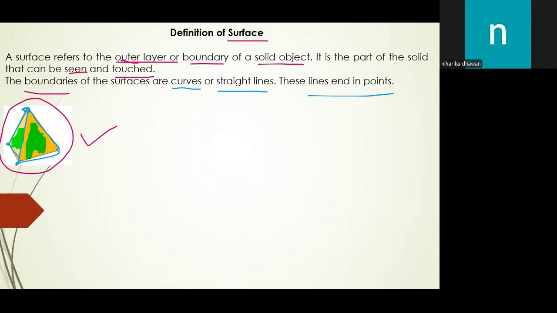Now look at this definition again. A surface refers to the outer layer of the solid object. This is a solid object, and the highlighted parts, the outer layer of this solid object, are the surfaces. The boundaries of these surfaces are straight lines, and these straight lines end in points. These are the points.